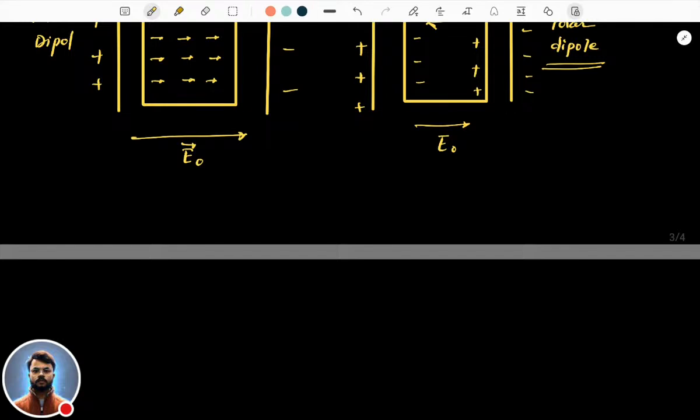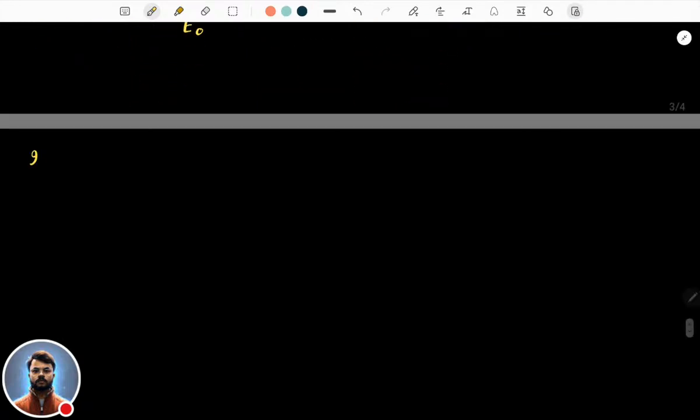Now we are just moving to our final topic, that is the parallel plate capacitor when a dielectric slab is placed inside. All right. So our second topic is capacitor with a dielectric slab inside. All right.